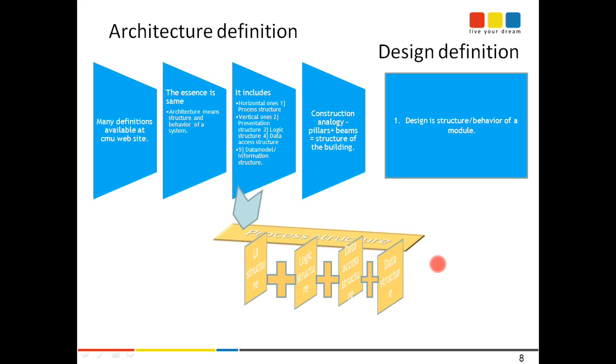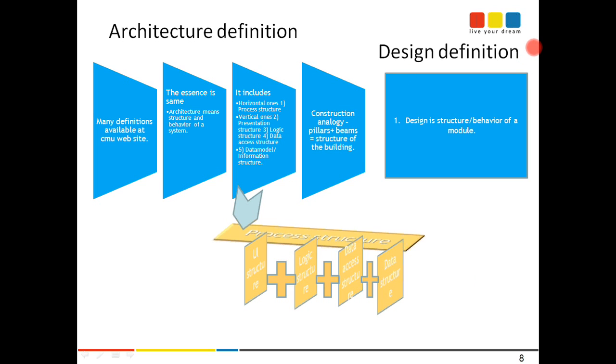If you have to do the analogy from the construction perspective, the pillars plus beams equal the structure of the building, isn't it? Why it is the structure of the building is because those pillars and beams are not something that can be changed easily. Whereas with the walls, you can actually remove a wall and put a wall, but can you do that with your pillars and beams? No. So that's where the civil architecture makes sure that the right number of pillars and the right size of pillars are addressed.